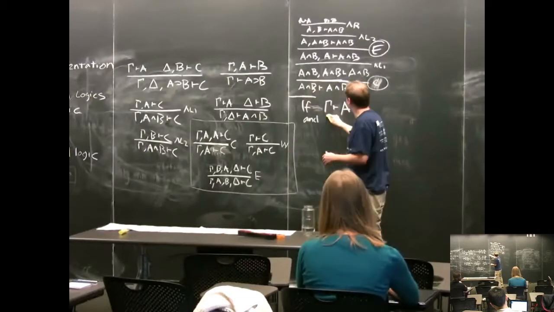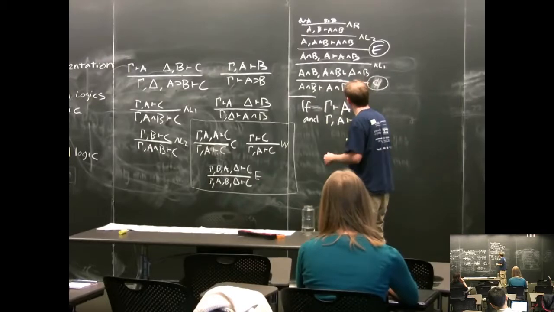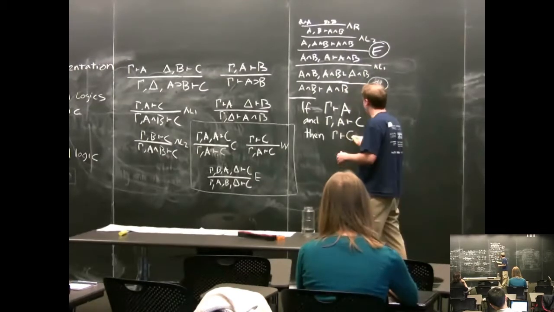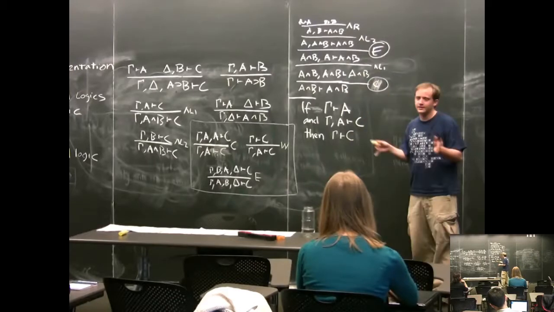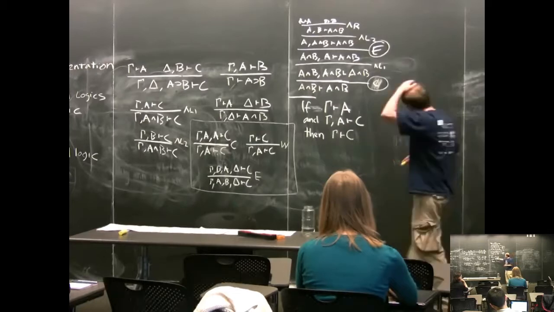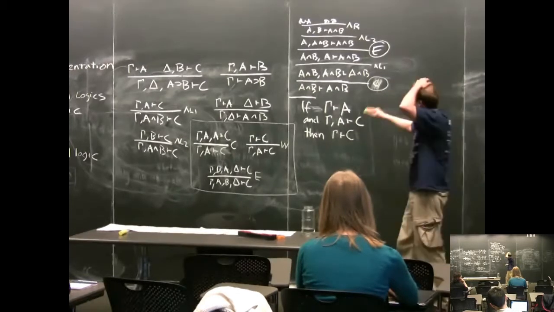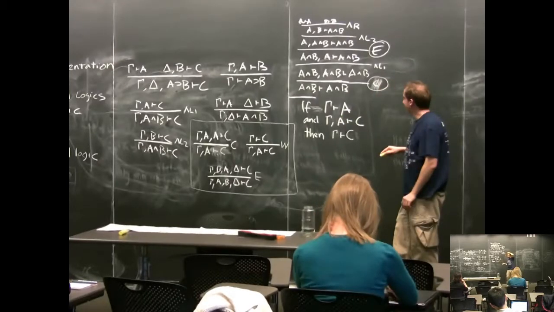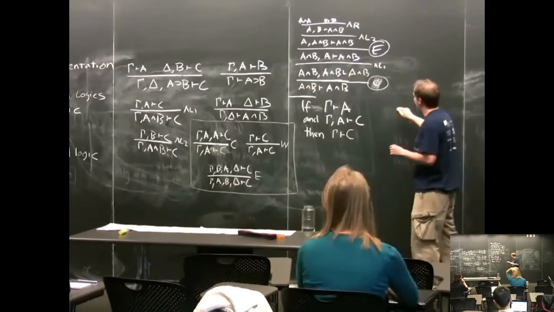and gamma A proves C, then gamma proves C. So this is cut admissibility for a non-linear logic where I have the same resources in both places. And there are going to be a lot of problems in writing precisely this proof for this modified presentation of logic, but let's look at one of them in particular.